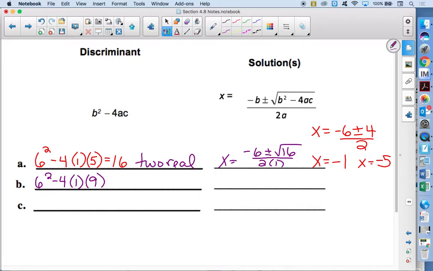Take notice, the only thing that's changing is the c. The goal here is to see how that c changes our values.